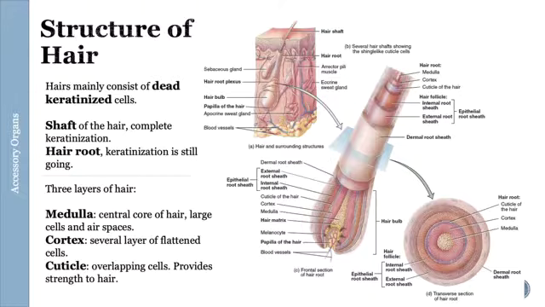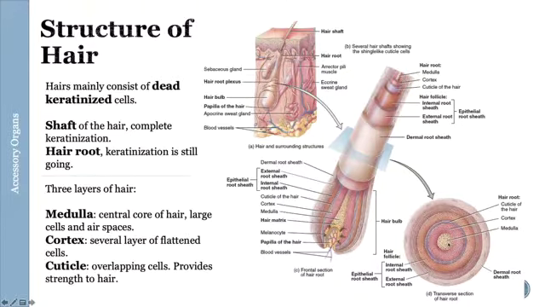Now, what are we going to focus on? We have a lot of structures, but we are going to focus on three main areas of hair. First, we're going to focus on the medulla. What is the medulla? The medulla is the central core of the hair. Large cells and at some points air spaces. So where can we find the medulla of the hair? Right here in the center of the hair.